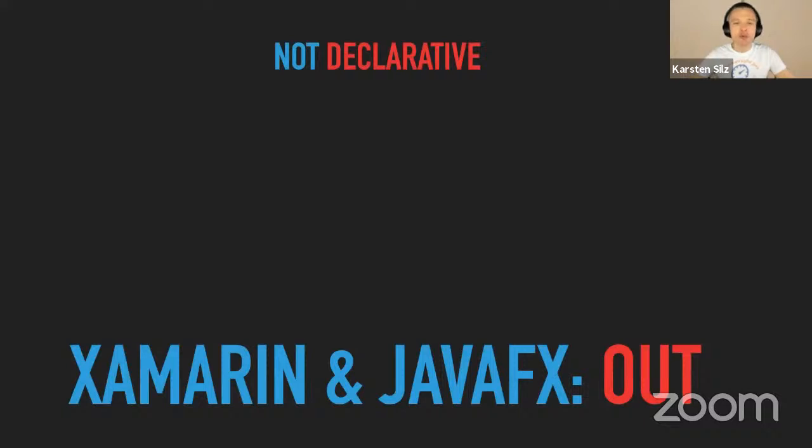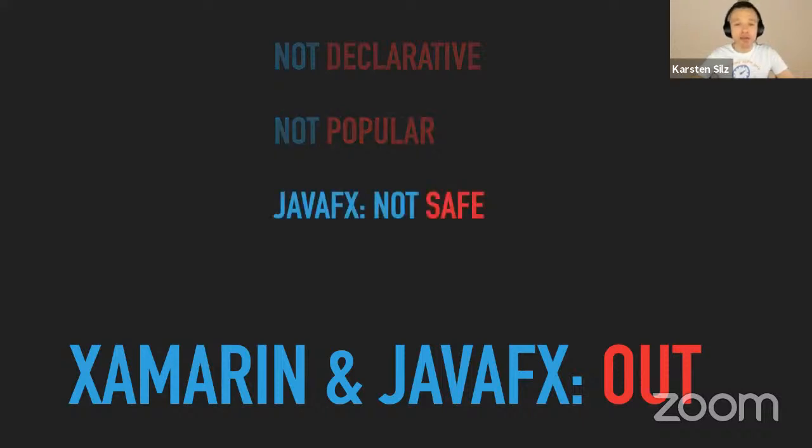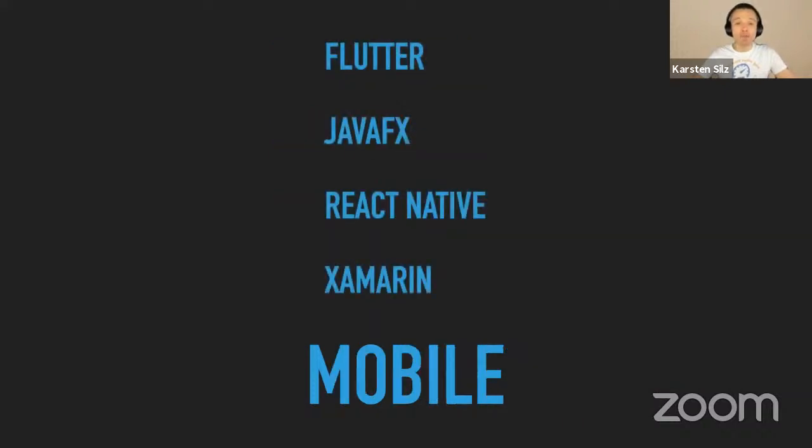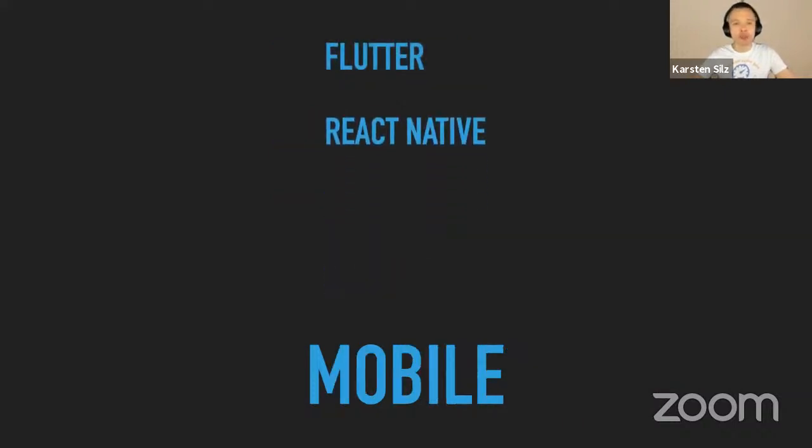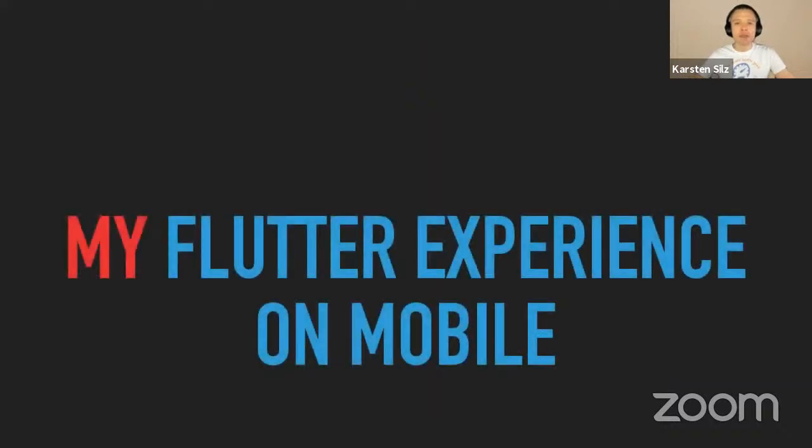And again, 2 of these guys are out, Xamarin and JavaFX. They're both not declarative. They're both not popular. And at least JavaFX is not safe. Xamarin is. It's Microsoft, so they're going to give us a migration path. And so that means we just have 2 options left.